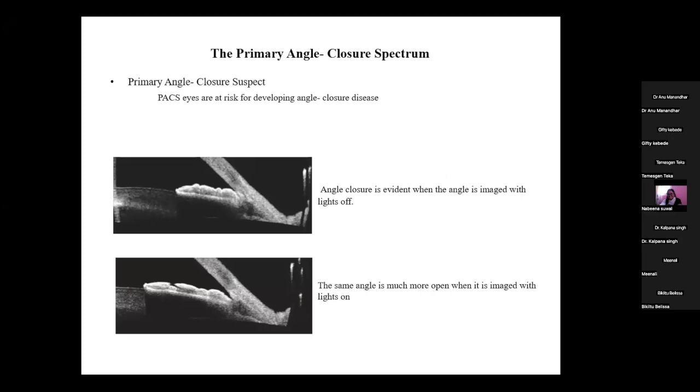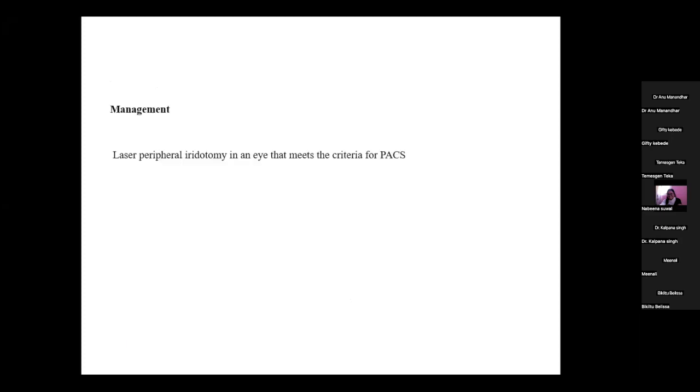Primary angle closure spectrum: there is a primary angle closure suspect, in which the eyes are at risk of developing angle closure. In the picture, we can see the angles are closed when the lights are off, because the pupil is dilated and there is crowding of the iris in the angles. And when the lights are on in the same eye, the angles are open because the pupil constricts and the iris is pushed away from the angles. Management is peripheral iridotomy.